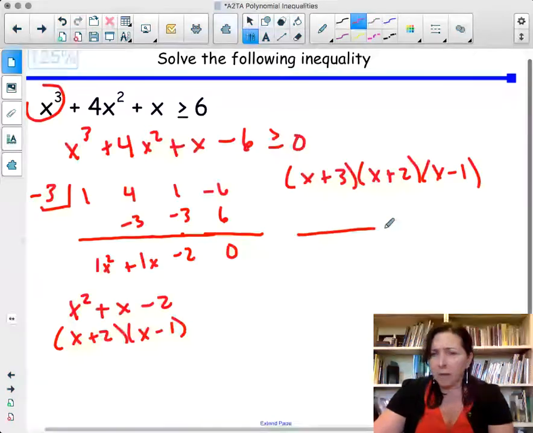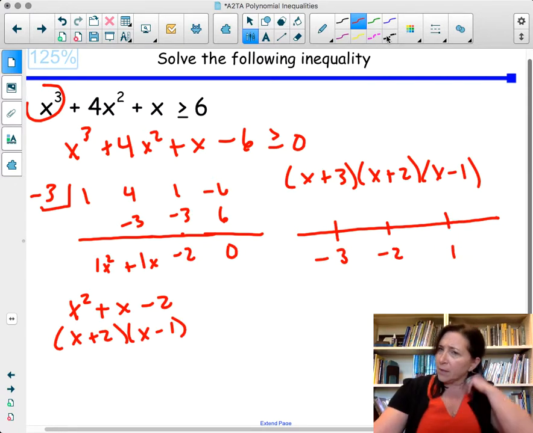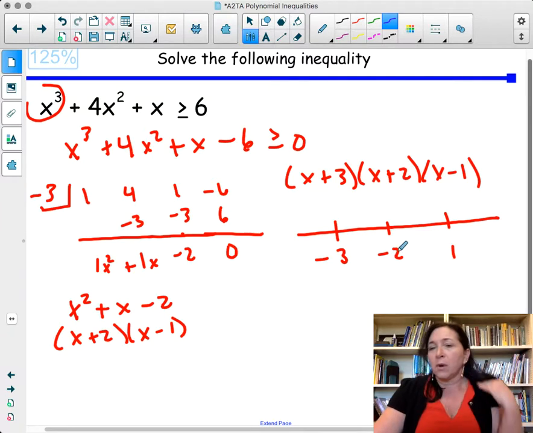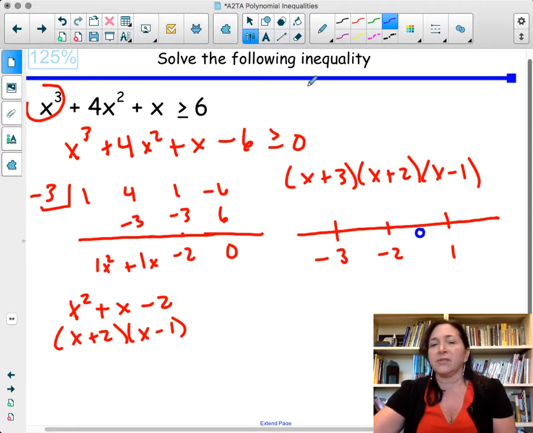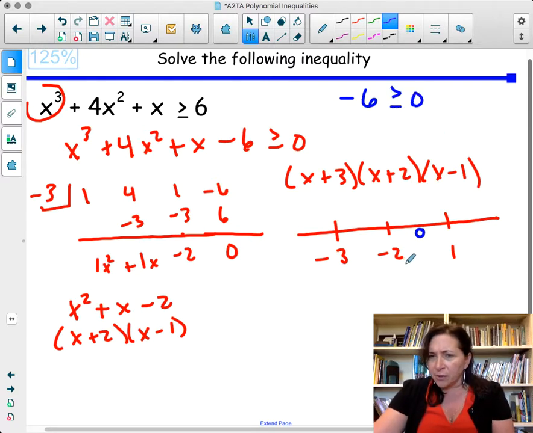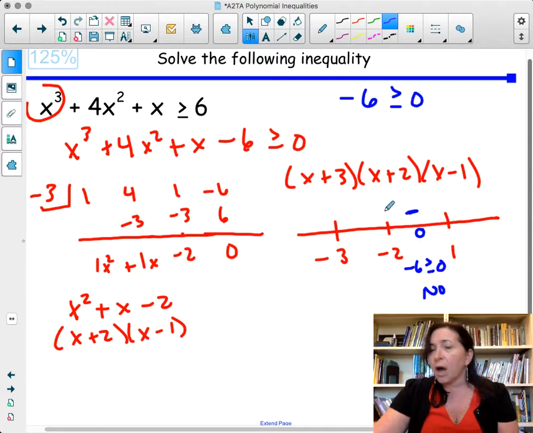And I'm going to draw my line for my sign pattern testing. And my values are -3, -2, and +1. And again, I always choose 0. So I'm going to choose 0 in between here. And I'm going to plug that in. And if I plug in 0, I get 0 plus 0 plus 0 minus 6. So here's my question. Is -6 greater than or equal to 0? That's what you're asking right here. Is -6 greater than or equal to 0? No, that's a no. That's a false. It's not greater than 0.